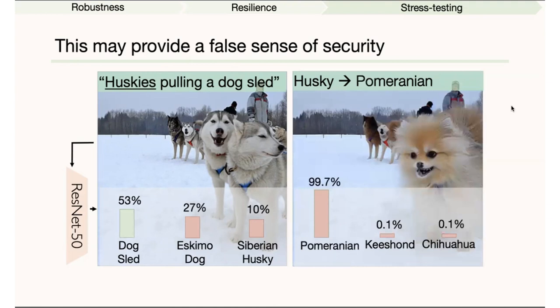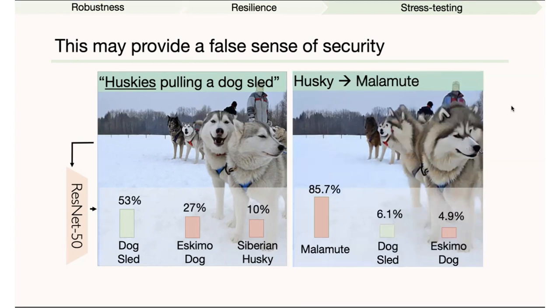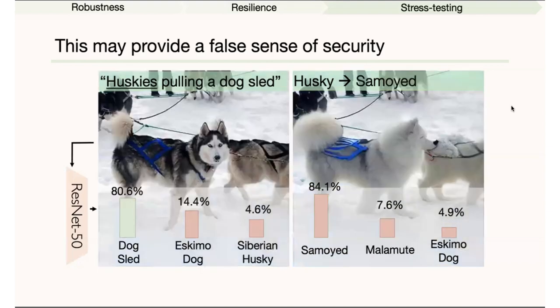And this holds for other breeds. If you were to change this to a Pomeranian while keeping the rest of the scene unchanged, again, you no longer predict dog sled in the top few predictions. And you may say that, hey, these Pomeranians are not even sled dog breeds, so that's totally fine. Why would you want it to predict that? So we can try other sled dog breeds, like a Malamute, for instance. But even then, the prediction confidence goes down quite a bit. And if you change it to a Samoyed, which is also a sled dog breed, again, it tries to predict the breed and no longer tries to predict dog sled.